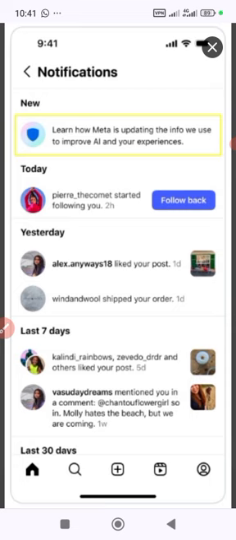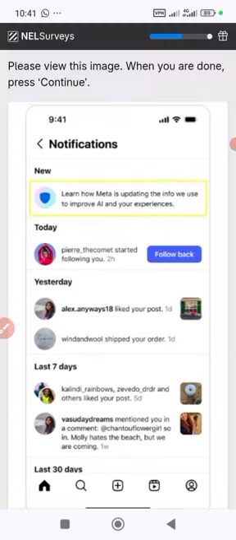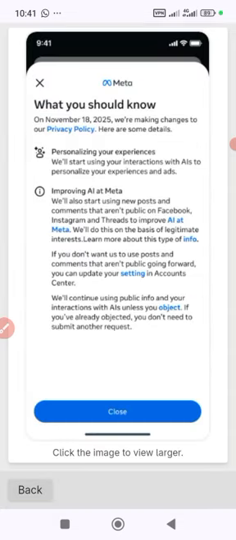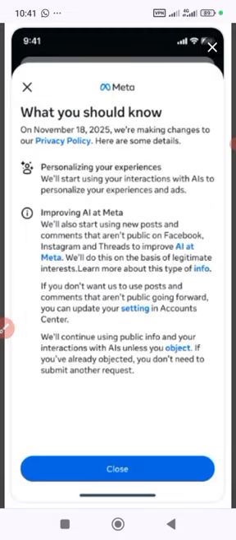Notification. Okay, this looks like Facebook or something. Okay, next. Allow, what is this now? What should you know? On November 18, we're making some changes. Okay, prioritizing improving Meta AI.